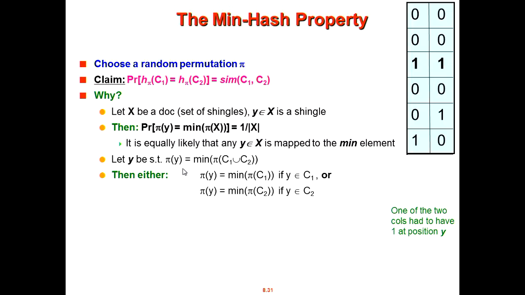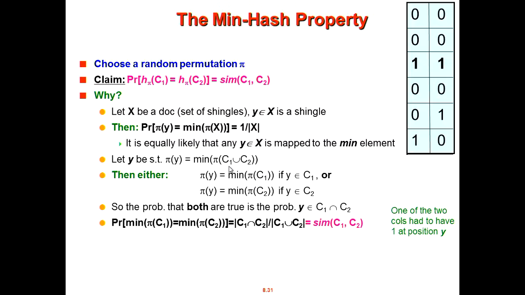So now let y be the first of both C1 and C2. Okay, so if pi of y is in C1 union C2. Sorry, not both. It's the union of C1 and C2. It's either C1 or C2. So if y is in this case, it means that in the permutation pi, y is either the first value of C1 or y is the first value of C2, right? So one of the two columns has to have 1 at position y. So that's in this case.